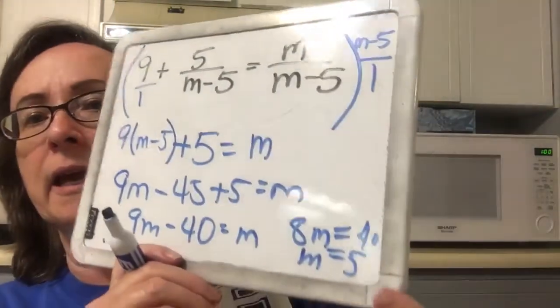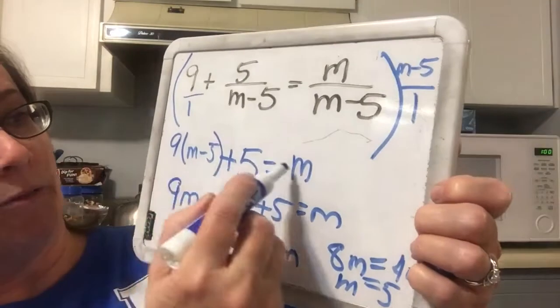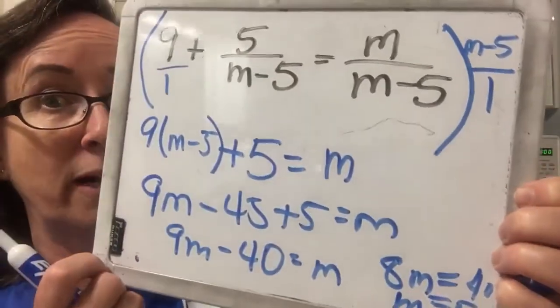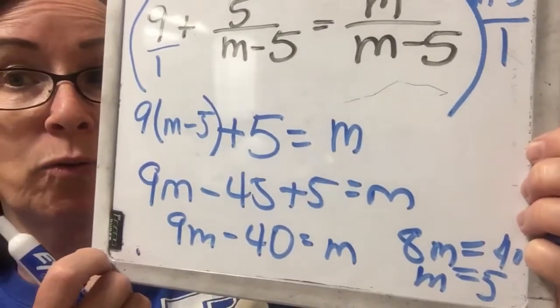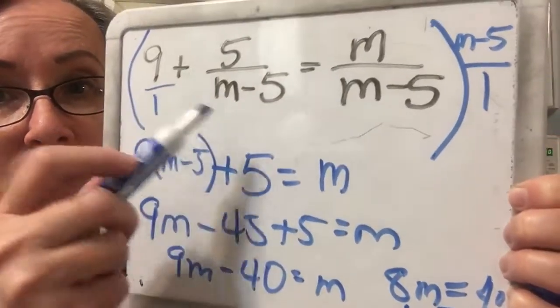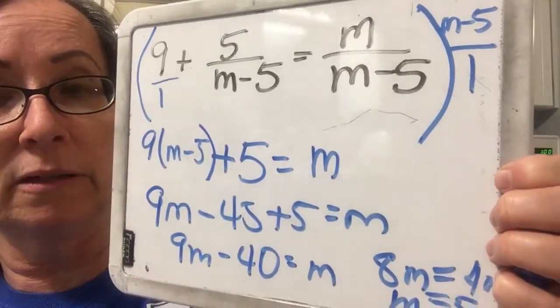Oopsie! m is 5 is my only solution. Notice that when I multiplied through by the m minus 5, I came up with a linear. There's no m squared in there, so I'm looking for one solution. My one solution was 5. Guess what 5 does? It makes my denominator go to 0.